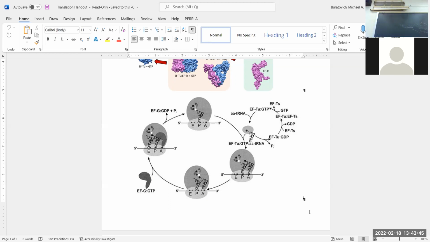So the amino acid bound to the tRNA at the P site is transferred over to the amino acid attached to the tRNA that occupies the A site. You make a peptide bond between those two amino acids, and now this tRNA in the P site is empty. This tRNA now has two amino acids attached to it.